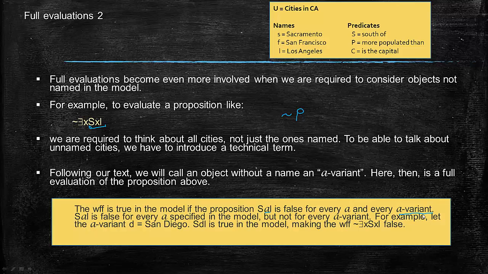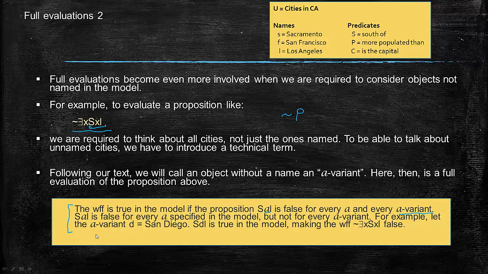But then we have to think about every A variant, and that's going to be all the other cities in California. So if we choose one judiciously, such as, for example, San Diego, right? What if we put San Diego in there? It's not the case that San Diego is south of Los Angeles. No, that is actually true, making this false. So all we needed was to find one, because this is telling us there isn't one. Okay? So SDL is true in the model, making the wolf, it's not the case that there exists an X, SXL, false.